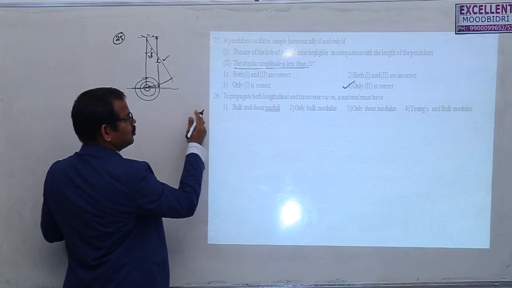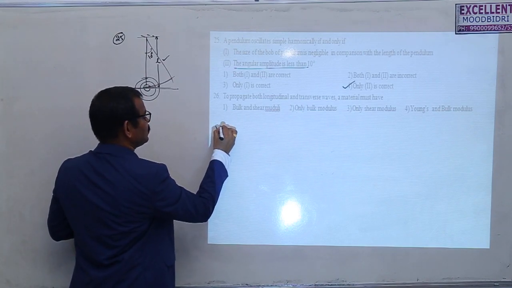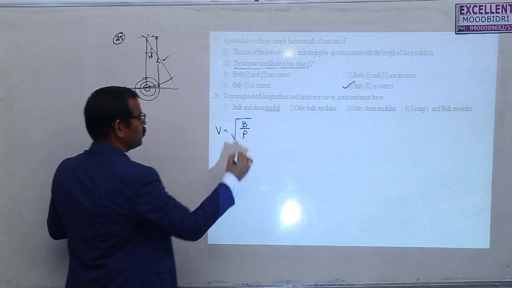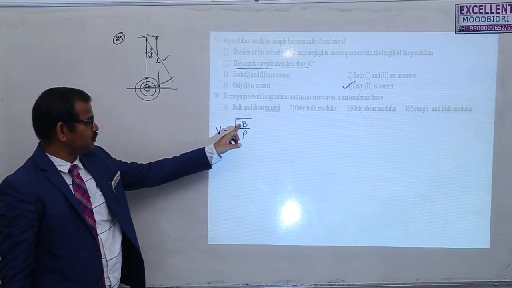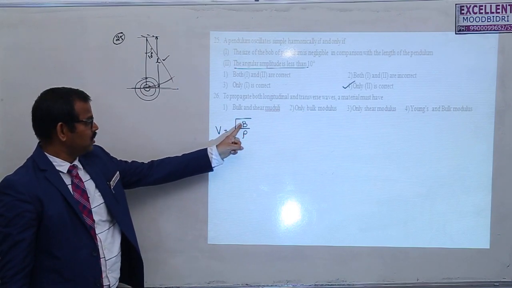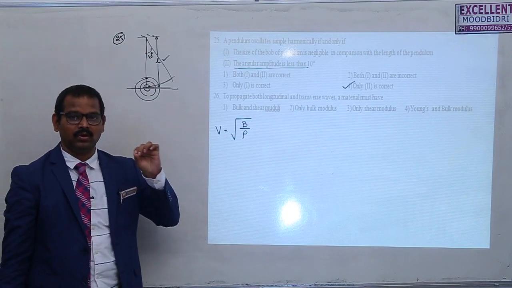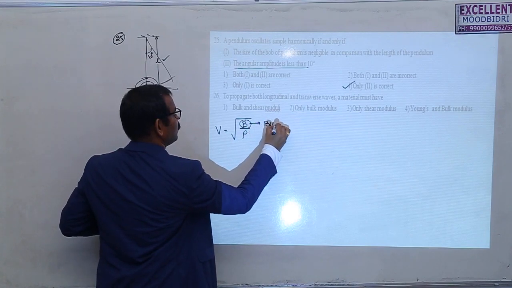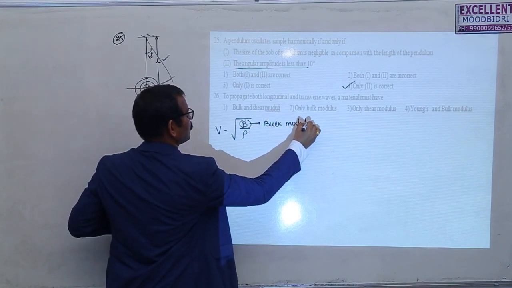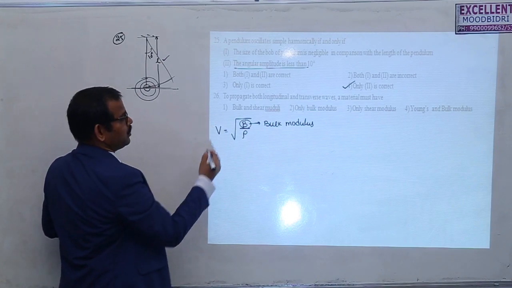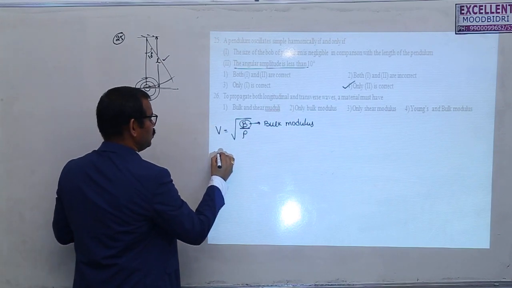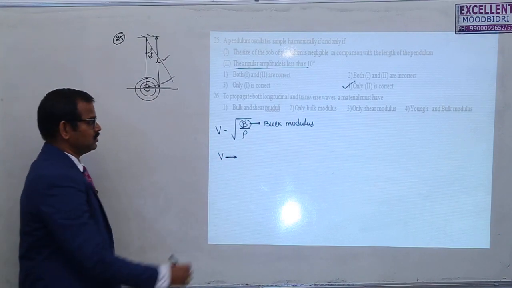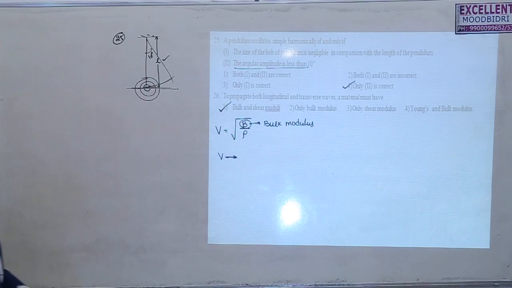26th one, to propagate longitudinal and transverse waves. The velocity of a longitudinal wave is given by root B by rho. For solids, Young's modulus by rho. For liquids and gases, bulk modulus by rho. So for sound to travel in a medium, the velocity is given by root B by rho, where B is the bulk modulus. Now, for a transverse wave, the velocity depends upon the shear modulus. So the first option is correct.